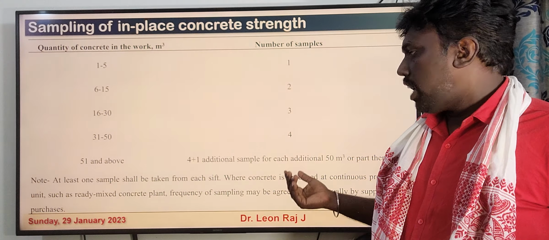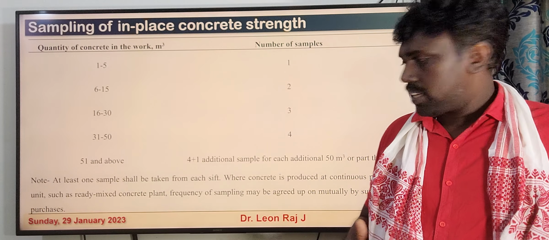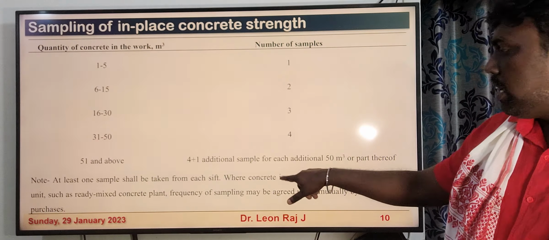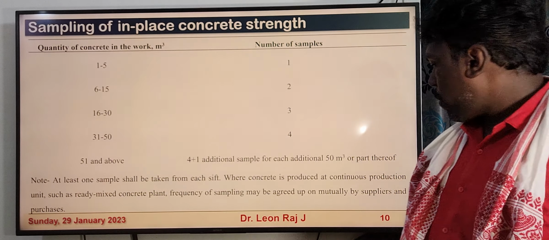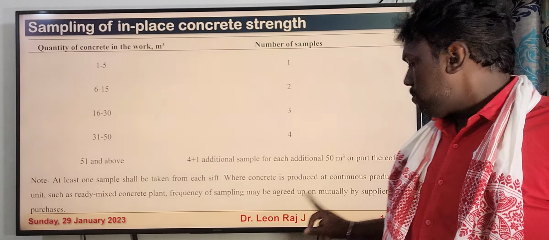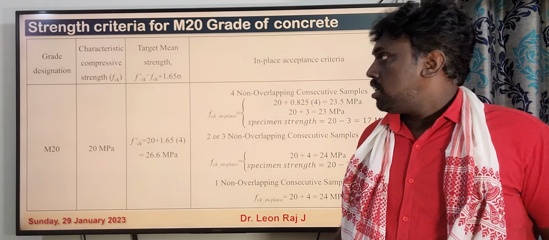Actually, as per code, this sample collection is negotiable with the supplier, so that was mentioned here. Where concrete is produced at a continuous production unit such as a ready mix concrete plant, the frequency of sampling may be agreed upon mutually by suppliers and purchasers.